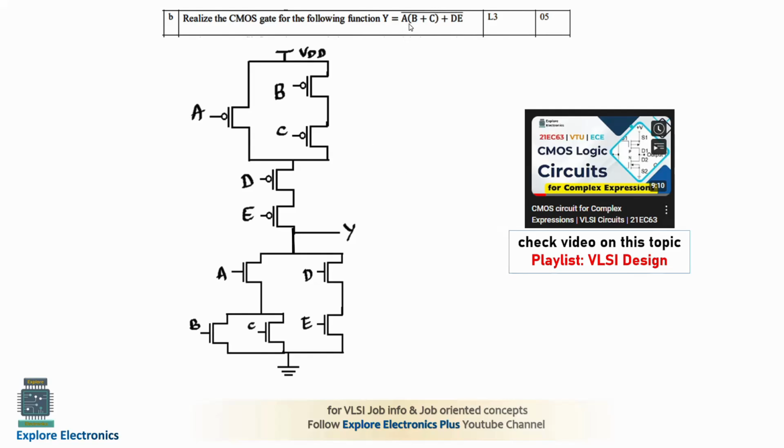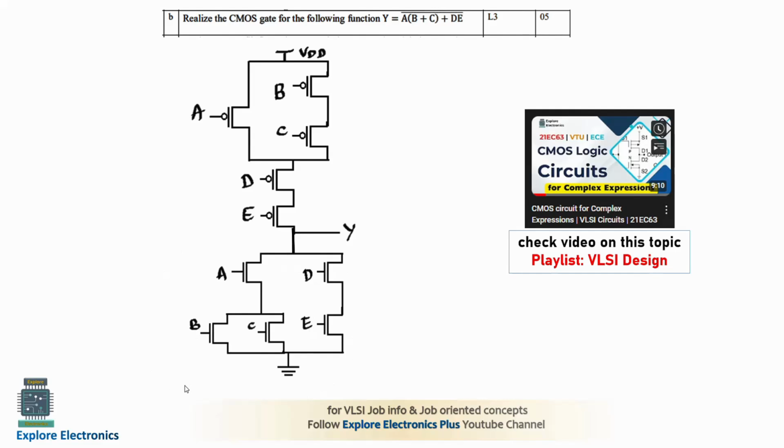So coming to the question, here A into B plus C plus DE is given. So B plus C we need to realize first. B plus C in the pull down network will be in parallel since it is B plus C, and it will be in series with A, for A into B plus C. That's why A will be in series with B and C. And for this network A into B plus C, we have plus DE, which means in parallel we need to connect 2 series transistors with the gate inputs D and E.